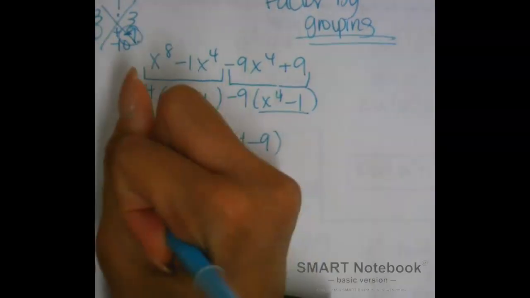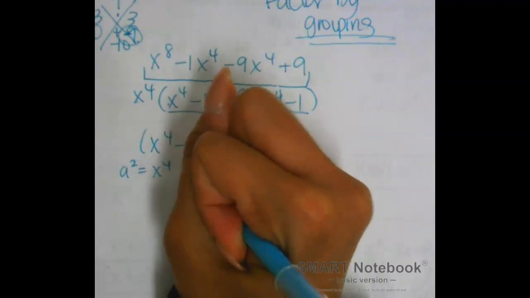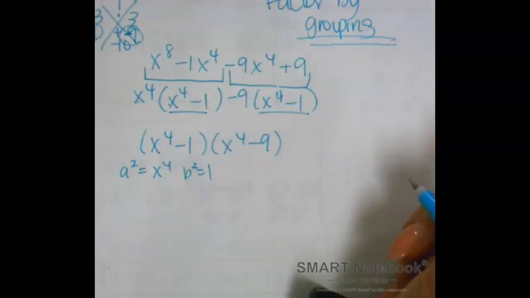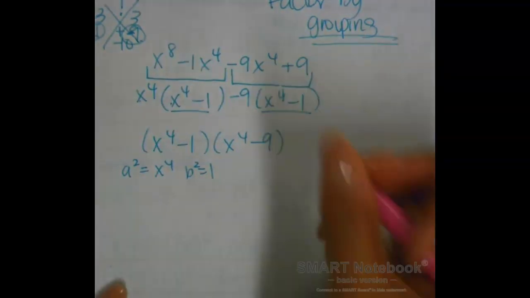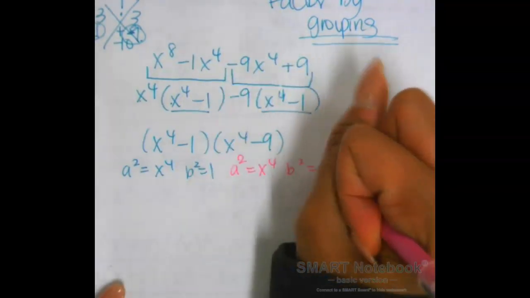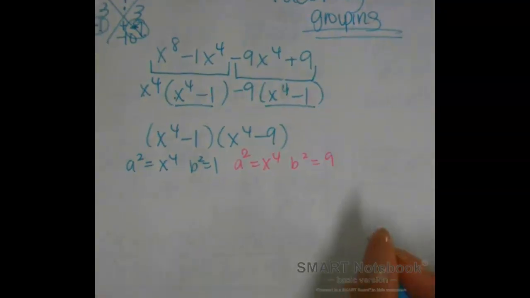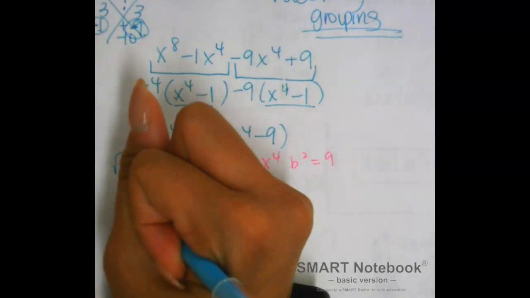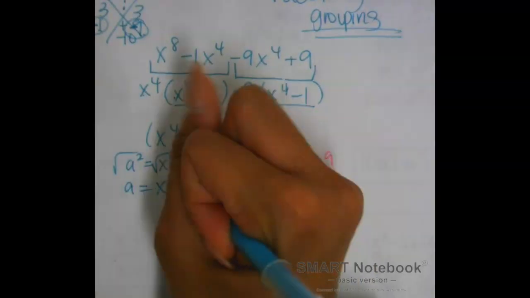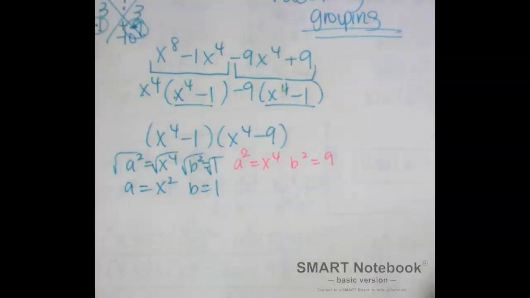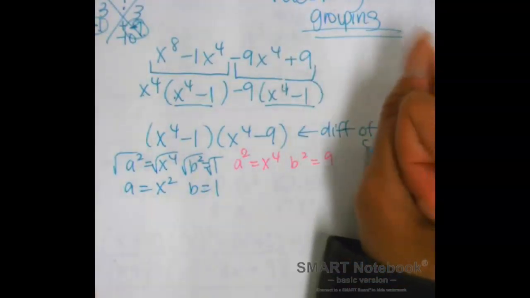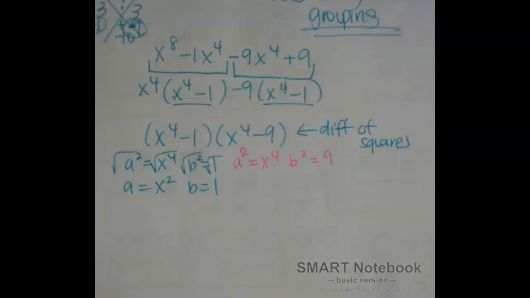All right, let's do it. So we're going to have a squared is equal to x to the fourth, b squared for this first binomial is equal to 1. In the second binomial, a squared is equal to x to the fourth power, b squared is equal to 9. I could do that for both of them. Okay, so let me square root. What's the square root of x to the fourth power? x squared. And the square root of 1 is just 1. We're following the rule, and I'm going to make this little note. This is difference of squares. That's why I'm able to simplify this further.